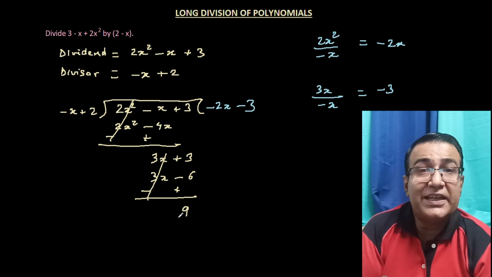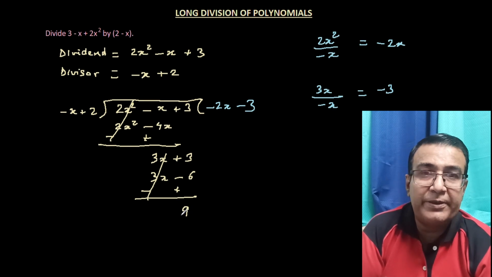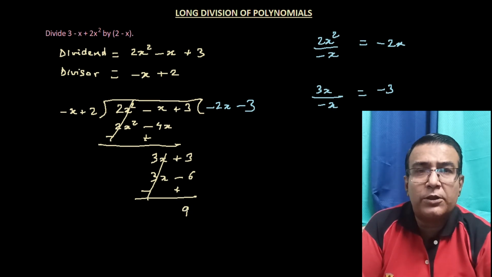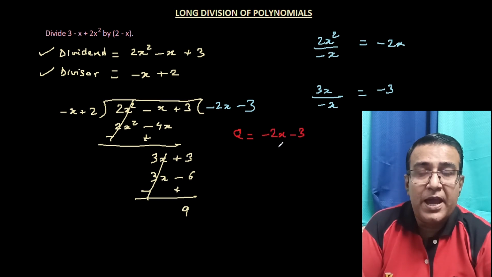So we can say that this minus 2x minus 3, that is our quotient, and whatever we are left with at the bottom, 9, that is our remainder. So let's write down all the things. We have already written down what the dividend was and what the divisor was. So now we can write this quotient as minus 2x minus 3 and that the remainder is 9.